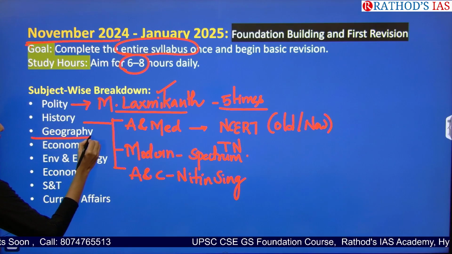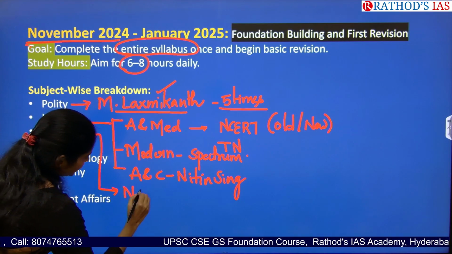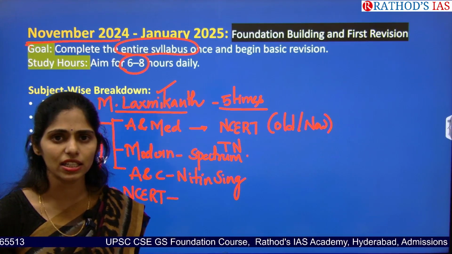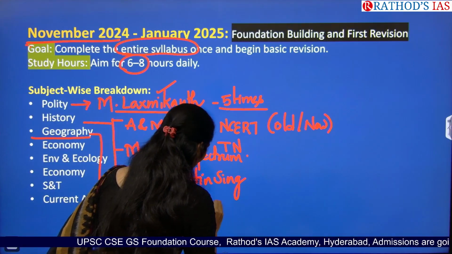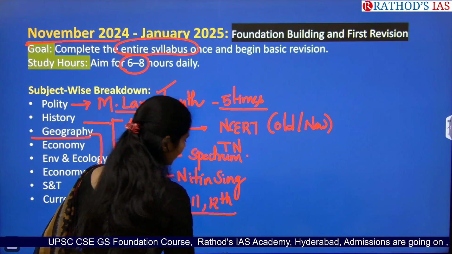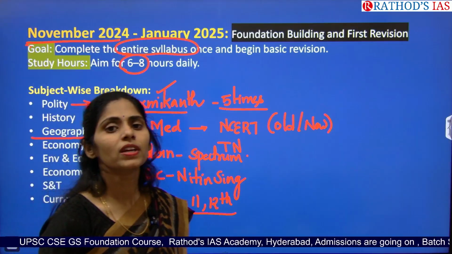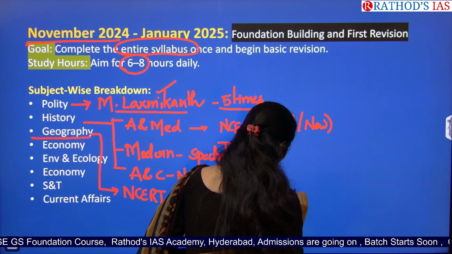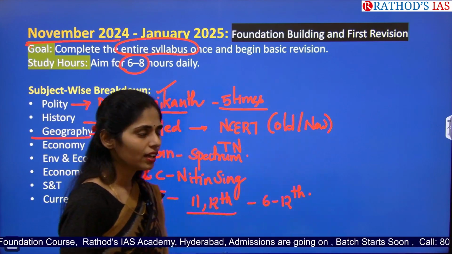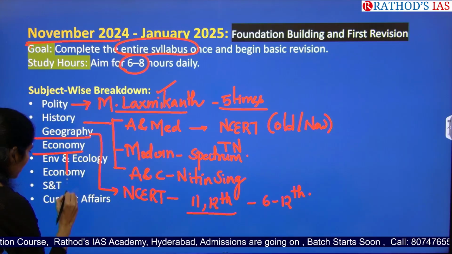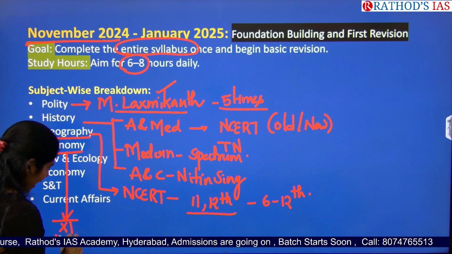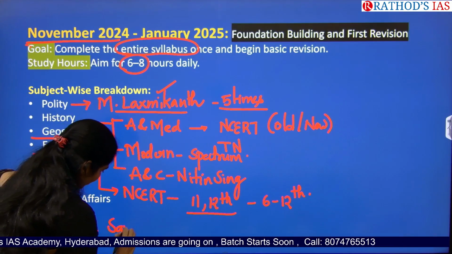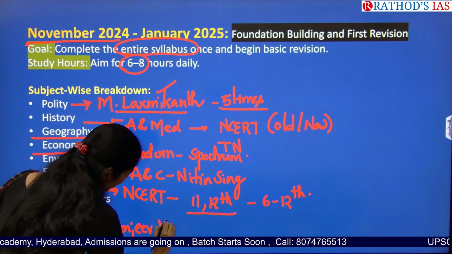For your geography, only NCERTs. If you have a basic foundation regarding this, I will refer you to read only 11th and 12th class. But if you are very new to this preparation, then I will recommend you to read the 6th to 12th class NCERTs. And for your economy, you have to read the 11th class NCERT book for sure. Along with that, read Sanjeev Verma, the Indian Economy book.